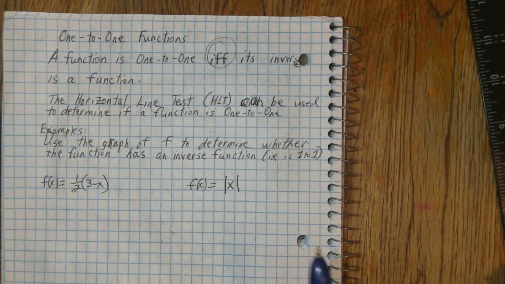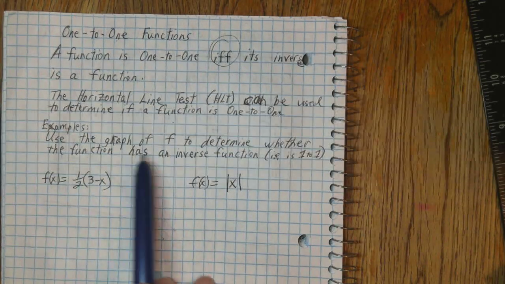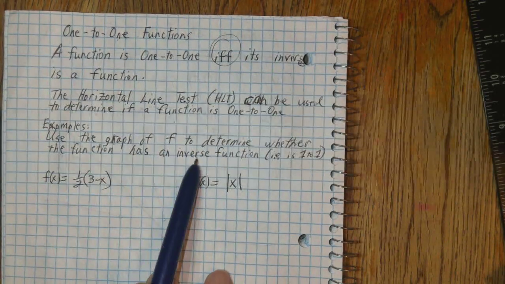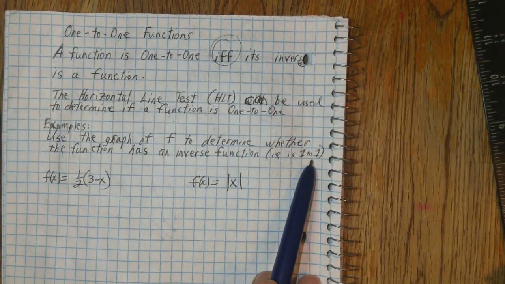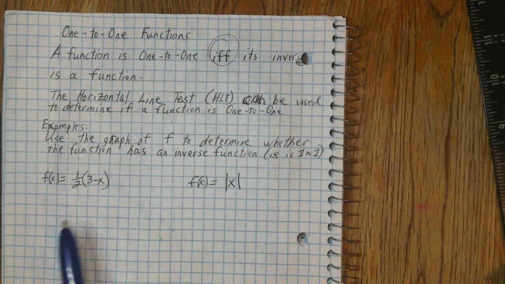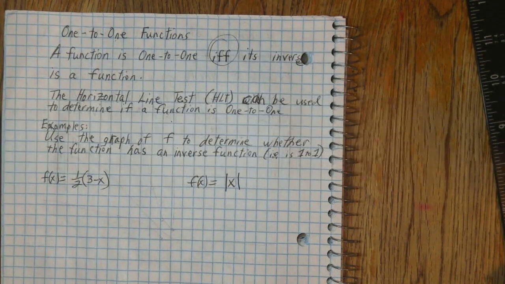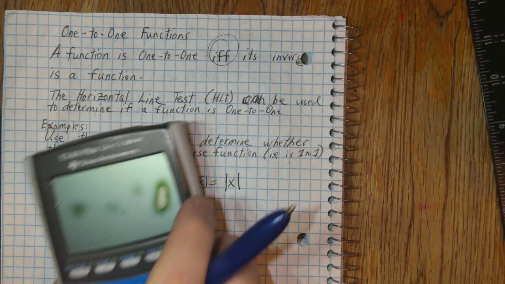So I've got a couple of examples here. It says use the graph of f to determine whether the function has an inverse function, or, in other words, whether it is a one-to-one function. So you've got f of x equals 1/2 times 3 minus x.